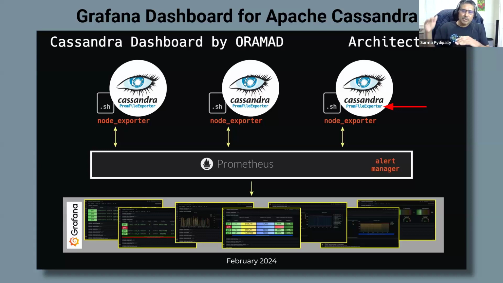And then Prometheus is just a time series, I don't want to call it a database. It's just a time series data store, which is keeping all these metrics in an organized form. And then we can use Grafana to pull those metrics and show a nice dashboard.